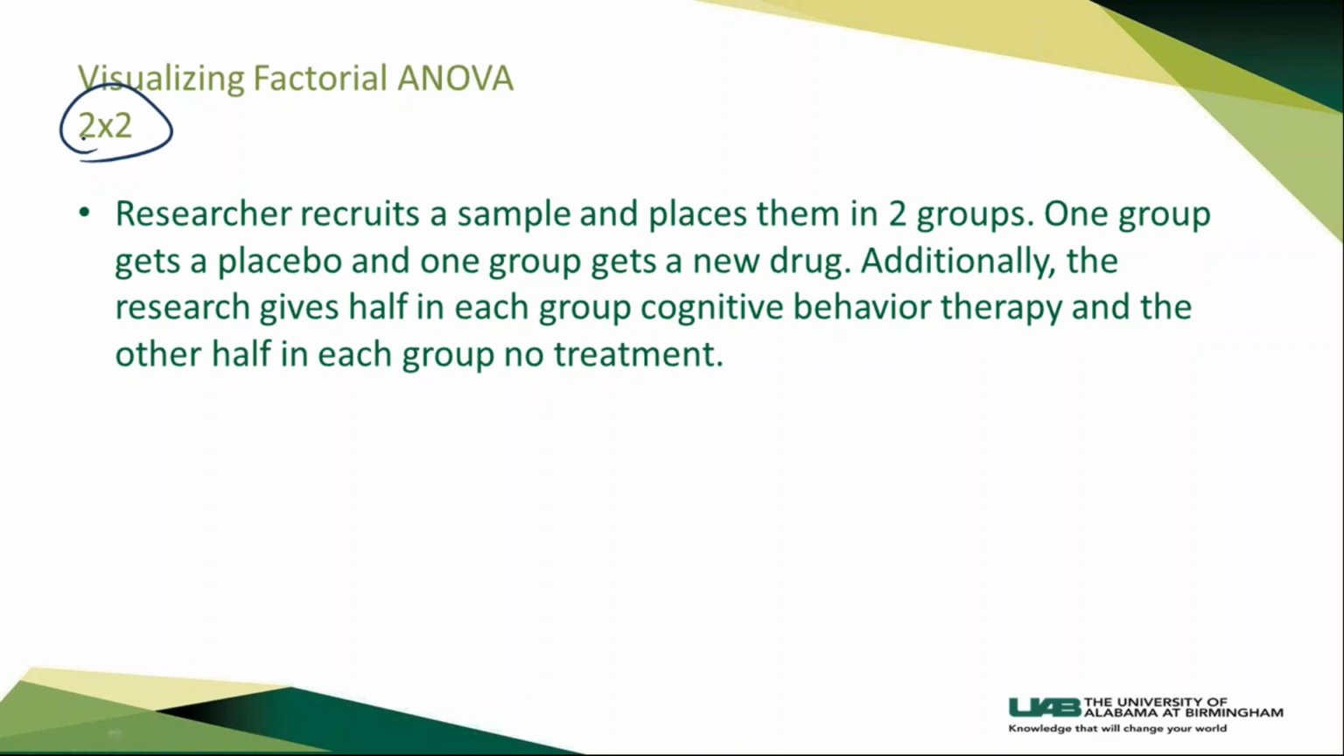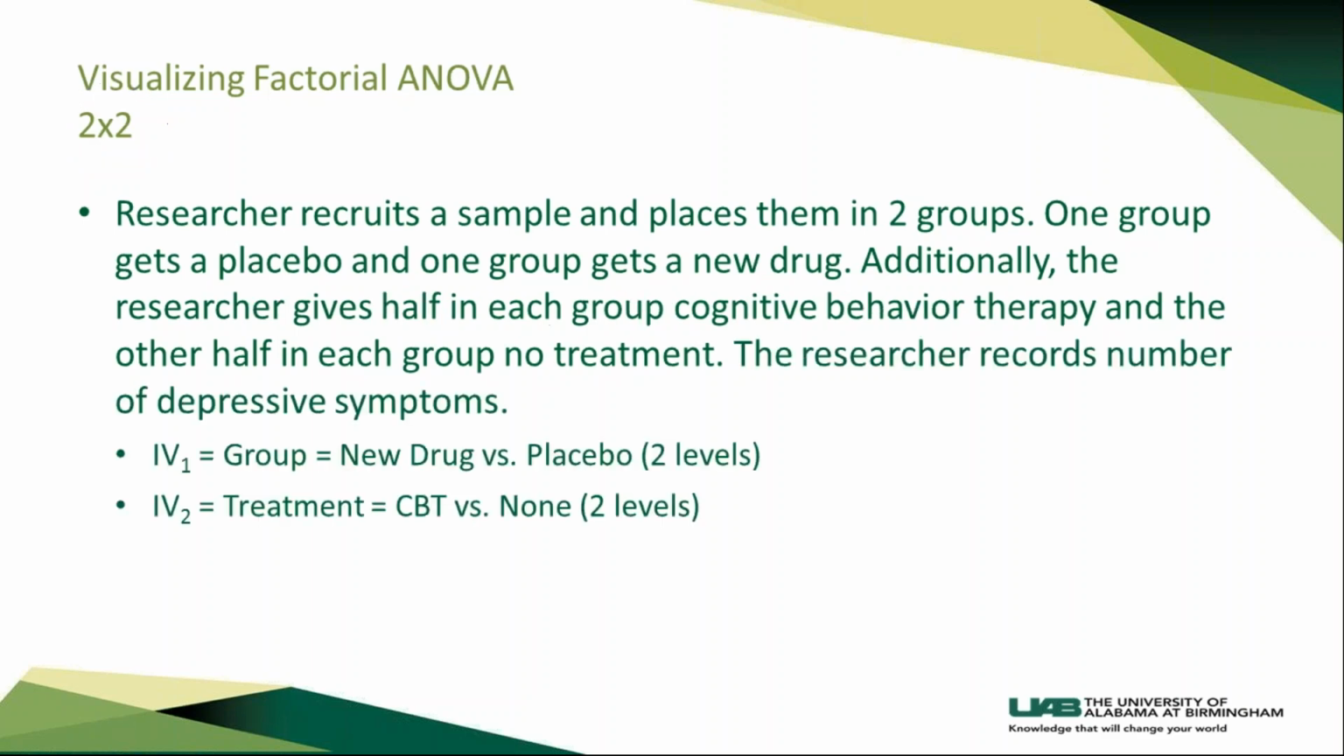Additionally, the researcher gives half in each group cognitive behavior therapy, or CBT, and the other half in each group no treatment. So there we see a second independent variable identified, some sort of treatment grouping variable, where one level is no treatment, the other level is CBT. And then the researcher is going to look at how many depressive symptoms each of these potential groups have.